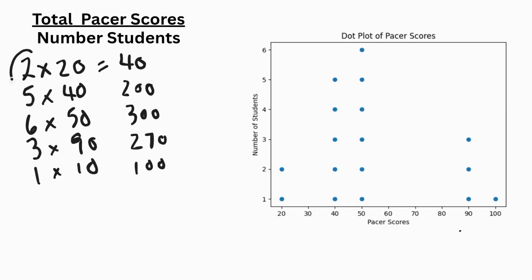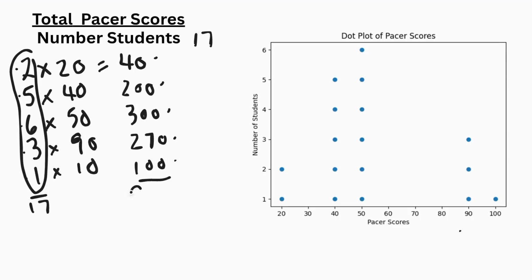So now let's add. This column will give us the number of students. So if you add 2 plus 5 plus 6 plus 3 plus 1, that gives us 17. So the number of students is 17. And then if we add 40, 200, 300, 270, and 100, that gives us 910, and that equals the total PACER scores. And if you divide 910 by 17, that gives you 53 5/10. So let's round that to 54.